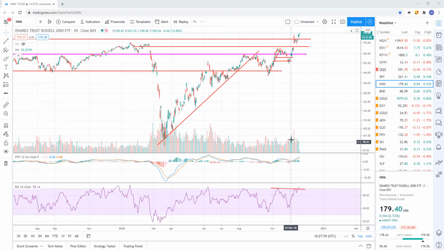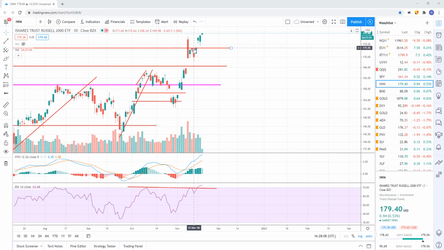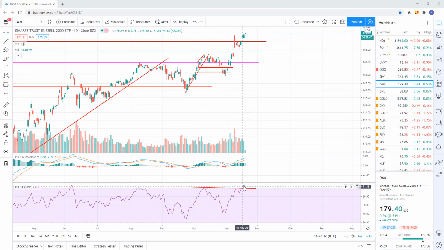Small caps, IWM, it doesn't have negative divergence anymore. You can see right here, we had it right up here. This was a divergent high, but recently they bought into that dip and continued to break it higher, and it's now burned through the negative divergence. So bullish in general. That's the only thing I could say.